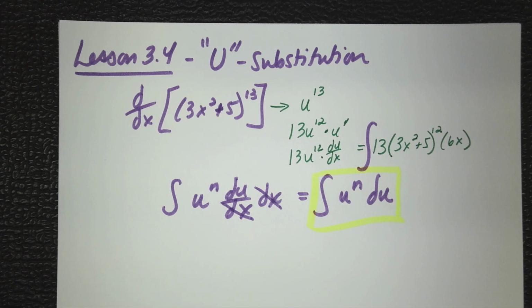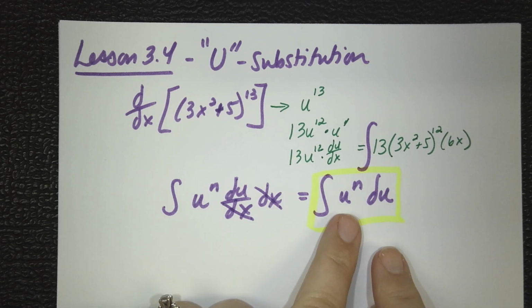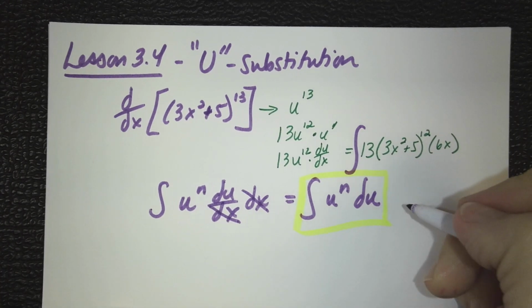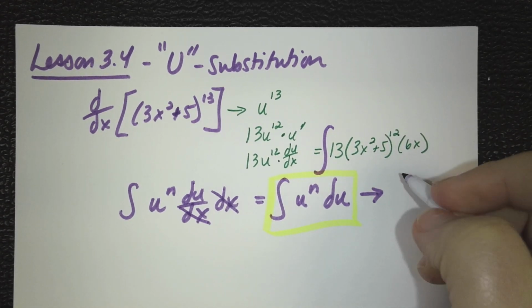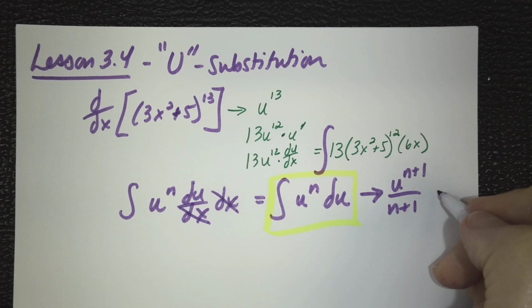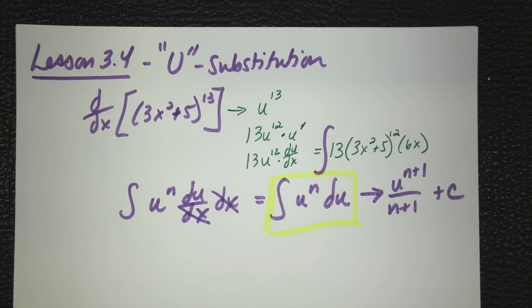This is your job. On homework today, it's a game. The game is find the u, find the derivative in the problem. If you can make it look like that, then you can apply the power rule. And the power rule says u to the n plus 1 divided by n plus 1 plus c. That's the power rule we've been working on.